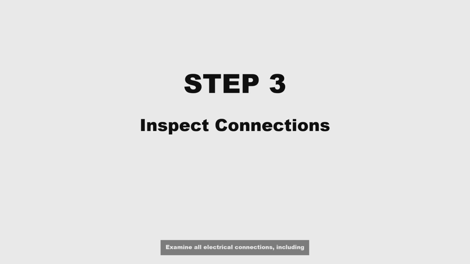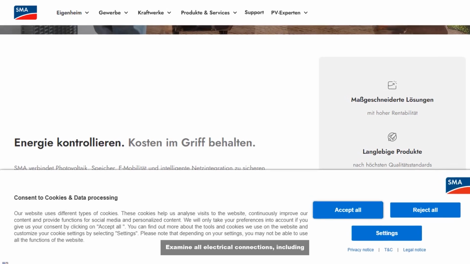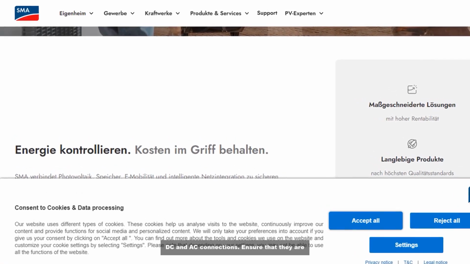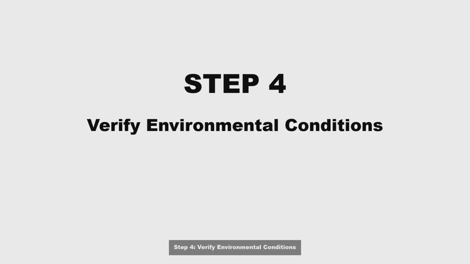Step 3. Inspect connections. Examine all electrical connections, including DC and AC connections. Ensure that they are secure and free from corrosion or damage. Step 4. Verify environmental conditions.